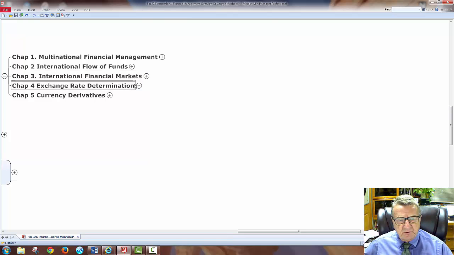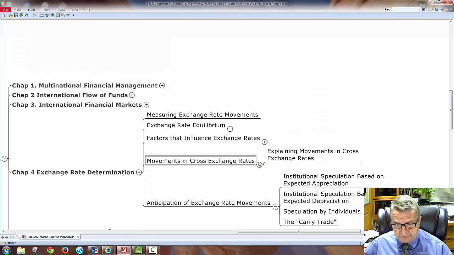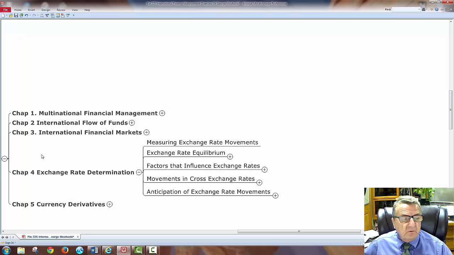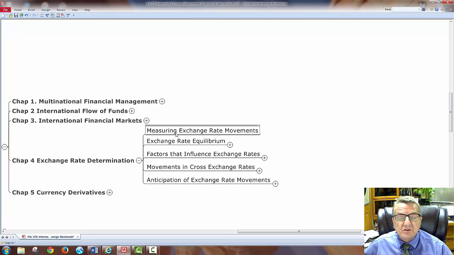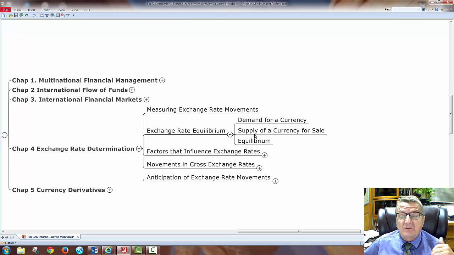Okay, now exchange rate determination. There were a lot of things going on there. I'm not going to go through it all, there's a lot here. And that's only in chapter 4. Exchange rate determination, measuring exchange rate movements, which ones are moving. For a few seconds, I've got $1 million, I can make some money on that, and a lot of that is like a robocall or electronic. They're looking at, is that legal? Does that give an unfair advantage to people who have those supercomputers? Exchange rate equilibrium, demand for the currency, our currency, supply of the currency for sale, and what's the equilibrium price, and when do I buy, when do I sell?